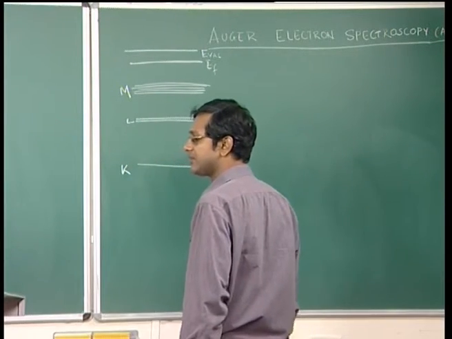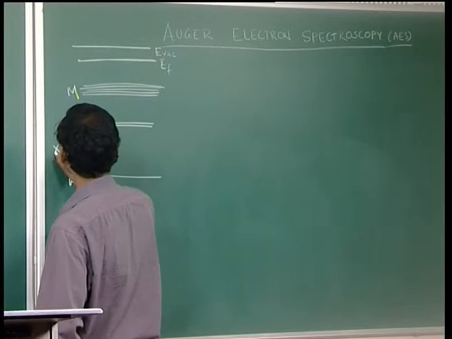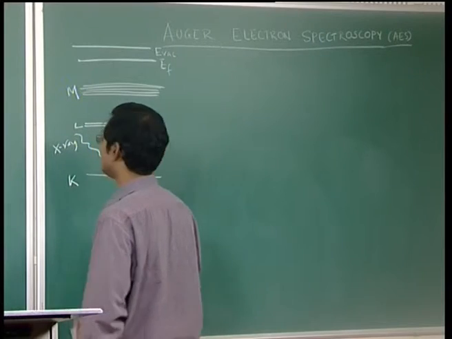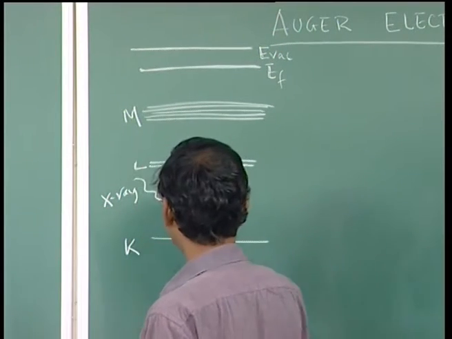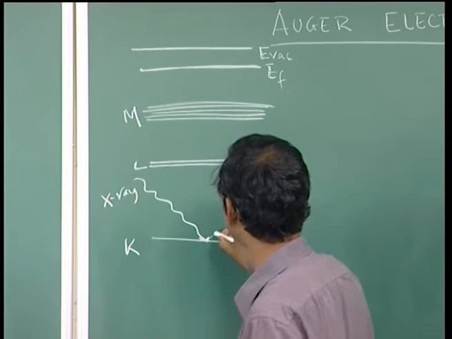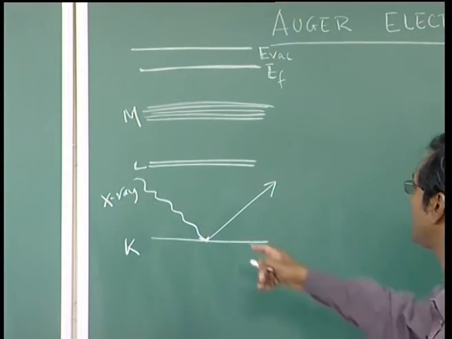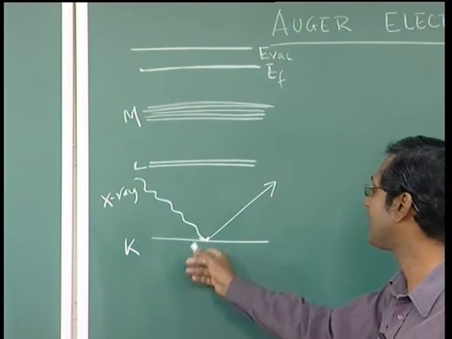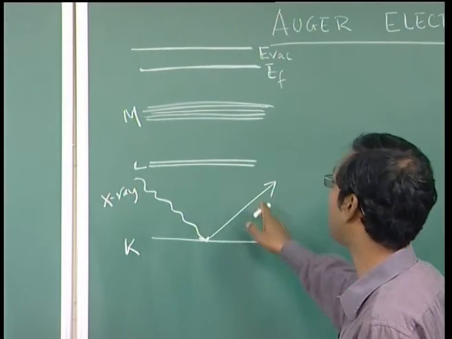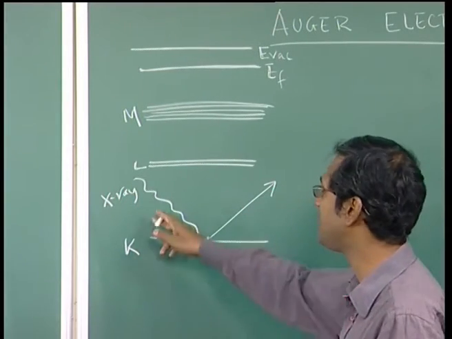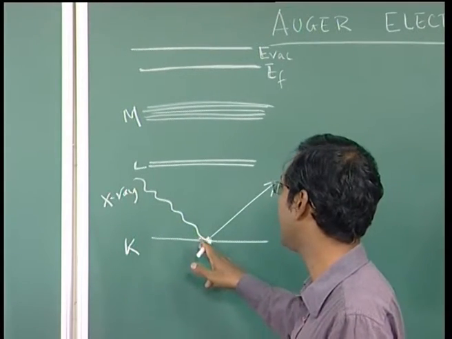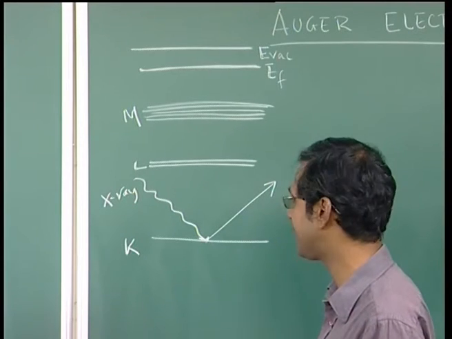Now if I have certain radiation like an X-ray photon falling on these K level electrons, what will happen? Because of this X-ray photon, the electron at the K level will be ejected out, with very high kinetic energy. Normally the incident beam will have very high energy, almost 10 times higher than the binding energy of this electron in the K level.